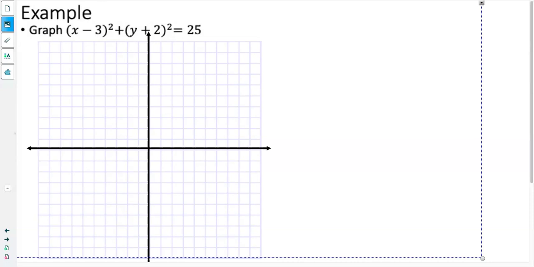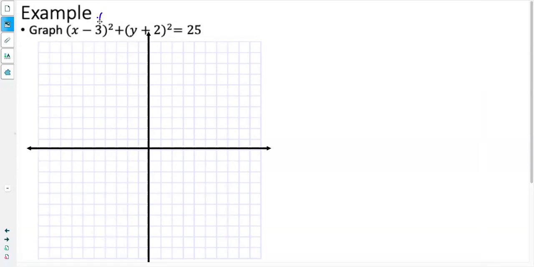So for example, graph (x - 3)² + (y + 2)² = 25. Technically, this gives us an h of 3, and this gives us a k of -2. So we know our center is at (3, -2). We'll plot that. And we know this is our r squared, so we take the square root of 25, which is 5. So that's our radius.